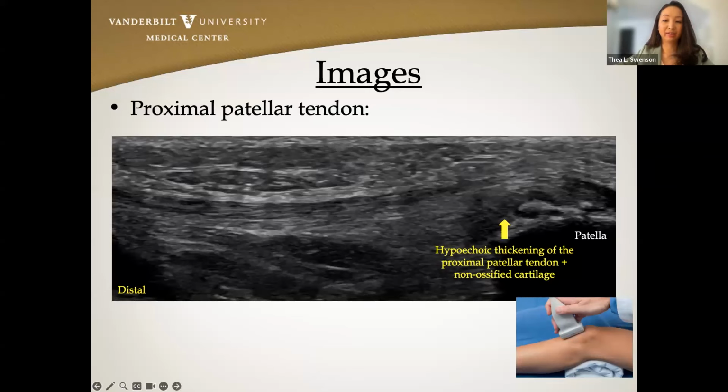Ultrasound examination also allows us to see that the most superficial fibers of the patellar tendon look okay. So the pathology is really only affecting the undersurface of the tendon, or the more posterior fibers.